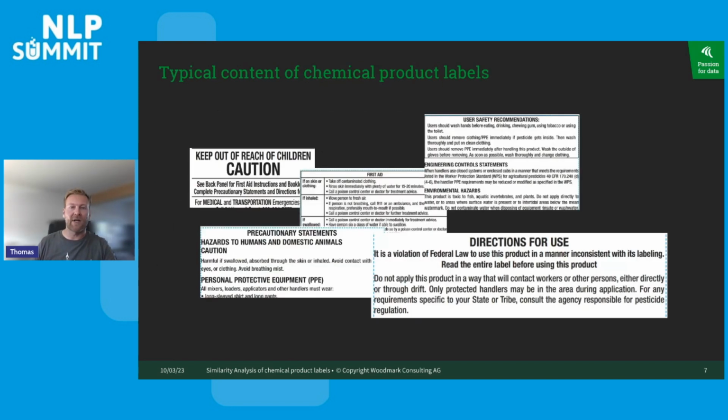So before starting with the workflow of our analysis, let's have a look. What does such a chemical product label look like? What is the content of such a label? Here are some snippets from the label, some screenshots, and they are stored in many pages of PDF documents, and they all have a similar style.